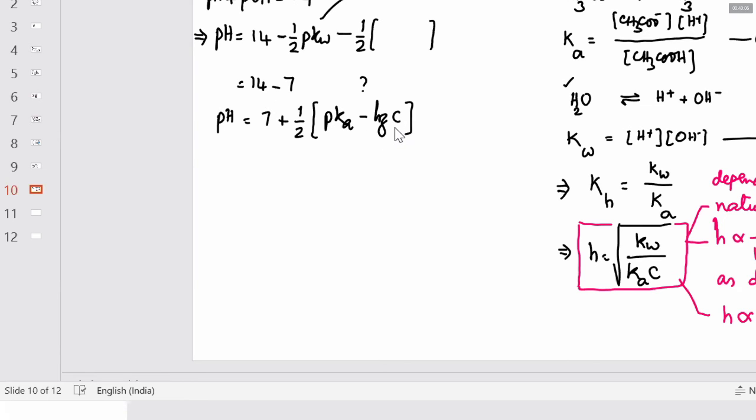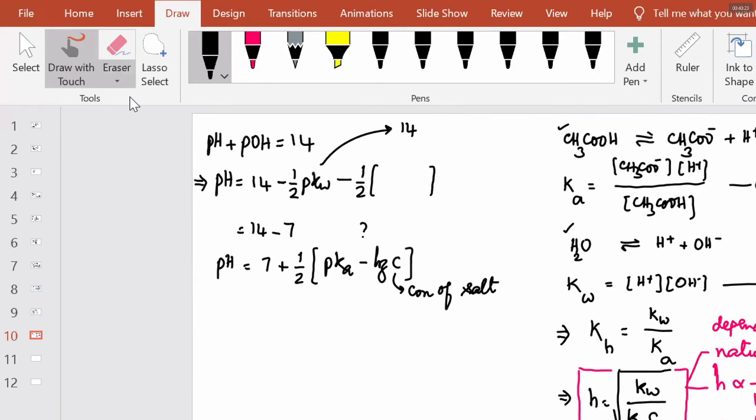What is this C? This is very important. This is concentration of salt. Again, I am saying a wrong thing here, but now I'll prefer this wrong statement. I'll rectify that later on. Concentration of salt. In books, you have concentration of salt only, but this is not correct. Why is it not correct and what is the correct statement?